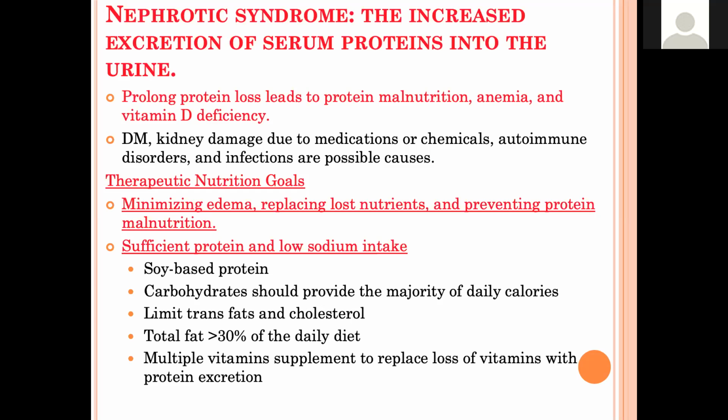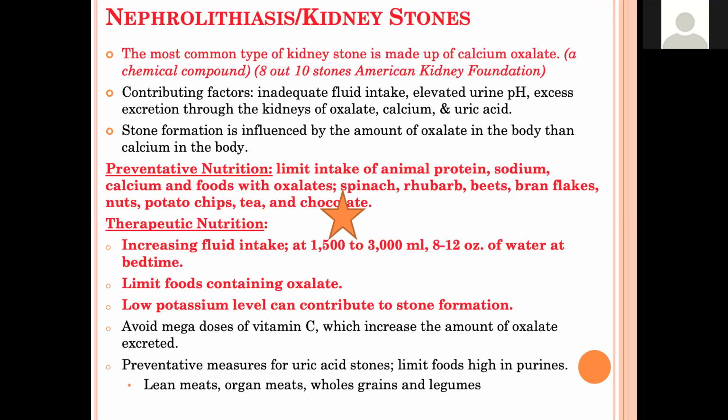So there's soy-based protein. Carbs should provide most of the calories. Limit trans fats and cholesterol. Total fat should be less than 30% of the daily diet. And multiple vitamins as supplements to those that are lost in the urine, right?